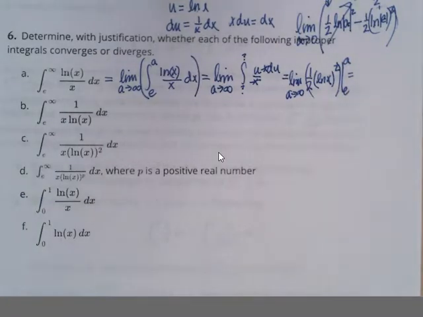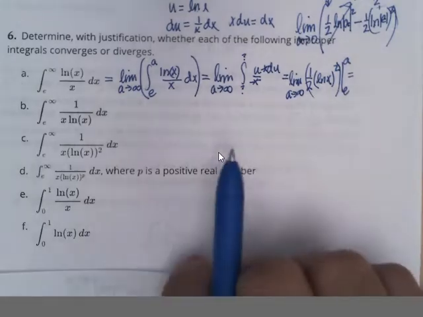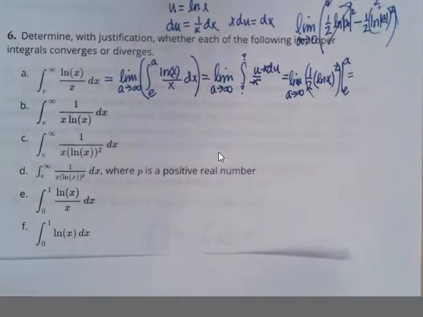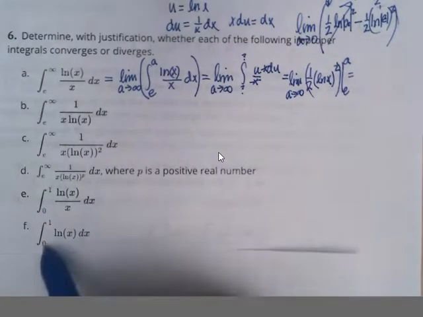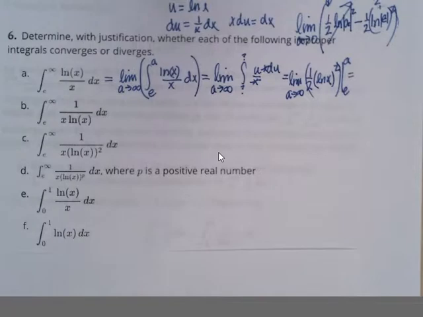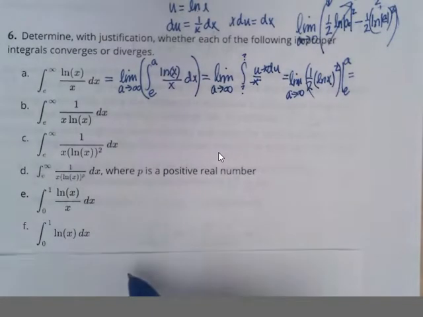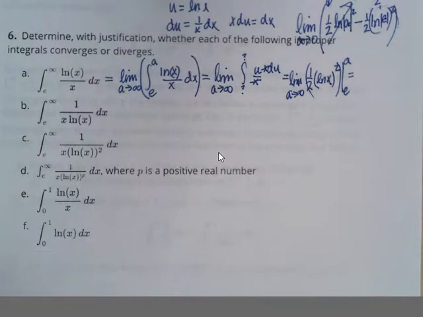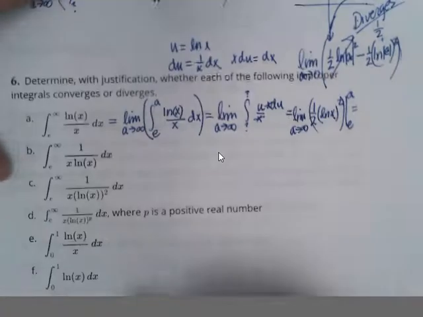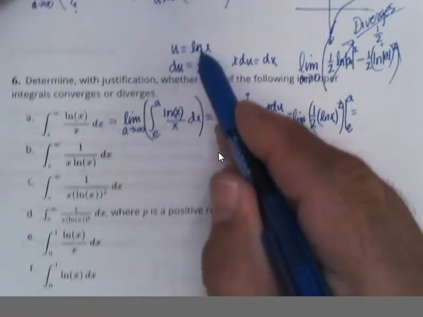And then, how do we do ln of x from 0 to 1? Well, you can probably guess that that's going to diverge too, because that goes off to negative infinity. But let's just check. Maybe I'm wrong on that. And the answer key says I am wrong on that. So let's do this one. I'm going to do the same substitutions.